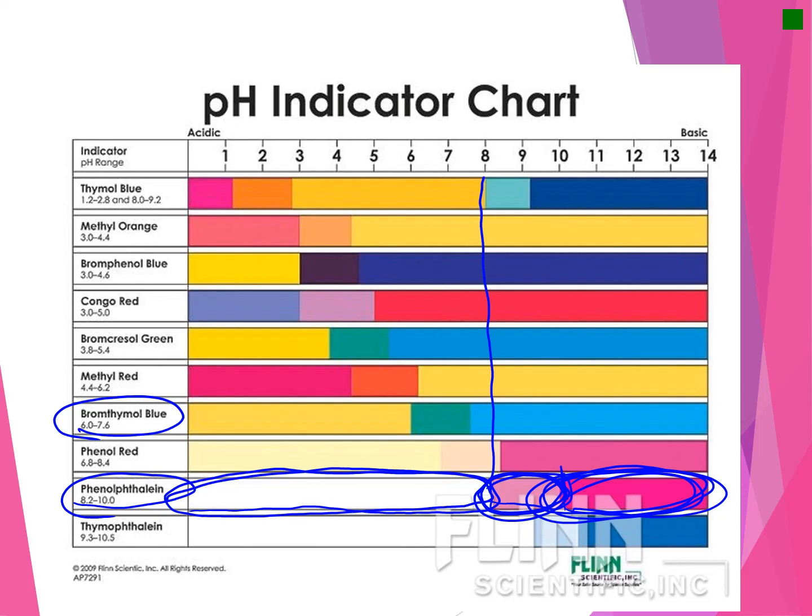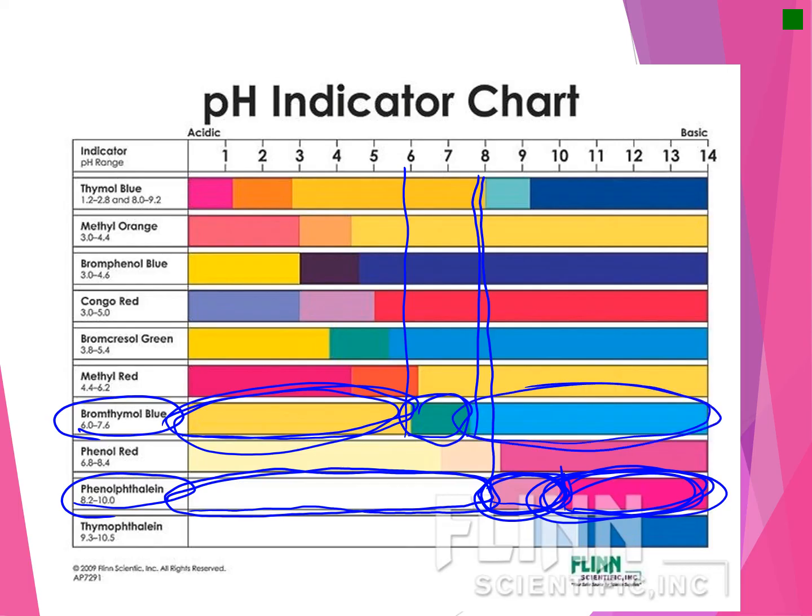Same thing with the bromthymol blue. It is yellow before about 6, and it changes between a pH of 6 and about 7.5. And then from 7.5 on, it is blue. So if it's blue, you know that the range is between 7.5 and 14. If it's yellow, I know it's between 0 and 6. And if it's green, it's somewhere between 6 and 7.5-ish.